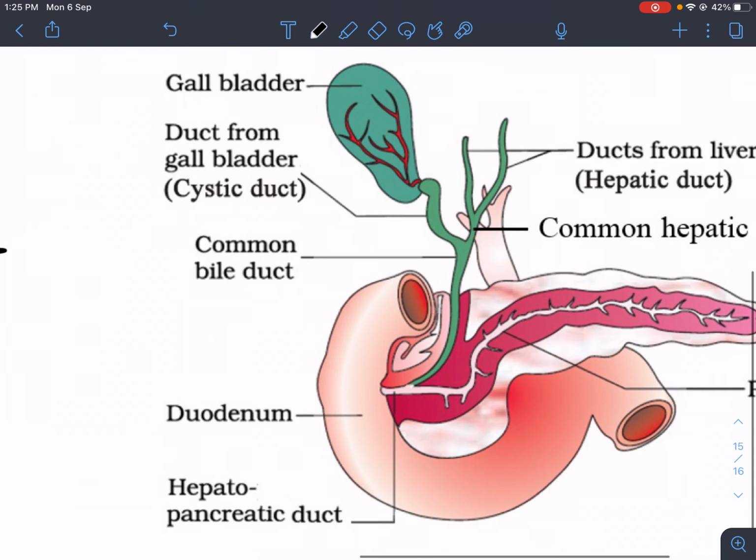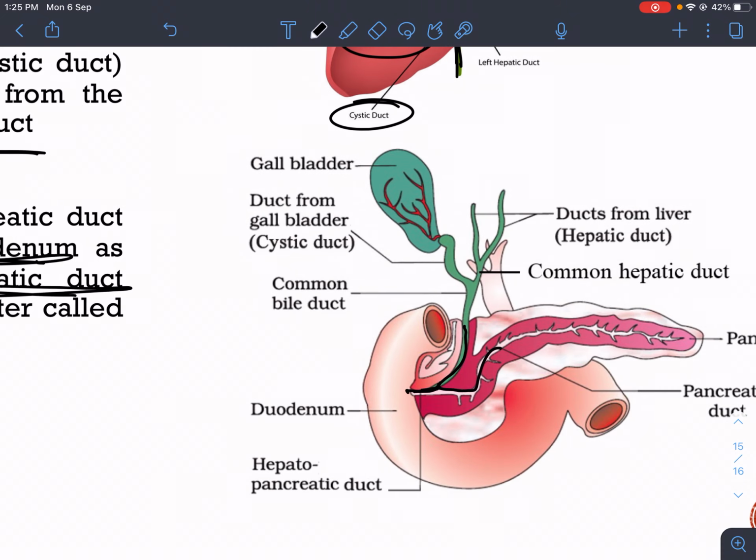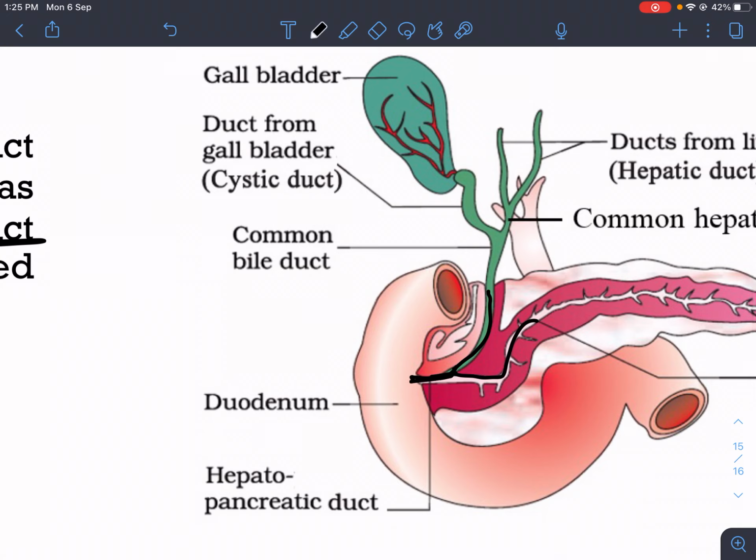Here we can see this is the common bile duct, and this is the pancreatic duct. They both combine and enter the duodenum region of the small intestine, and this common duct is known as the hepatopancreatic duct.